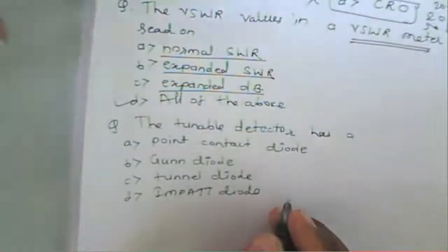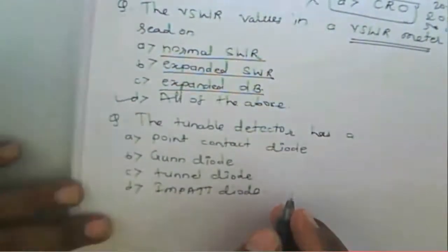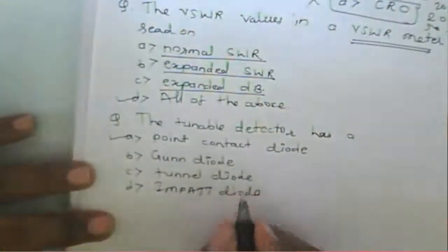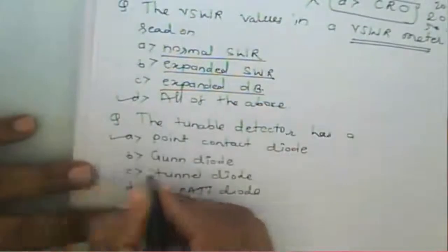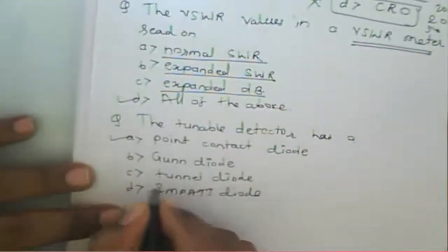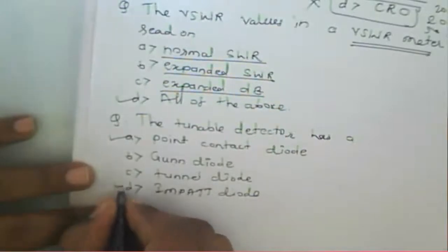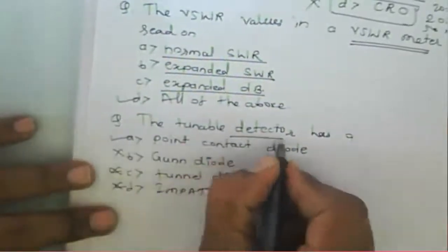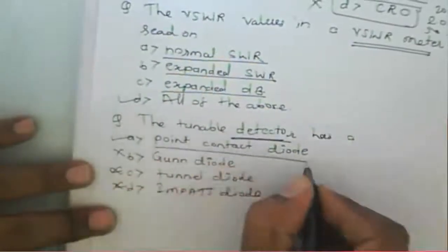Now, tell me, it's about a tunable detector. Correct, it is a point contact diode. So that answer is correct. Gunn diode is used as an oscillator. Tunnel diode you can use as a switch or oscillator. IMPATT diode is again an oscillator. So all these are not to be used as a detector.